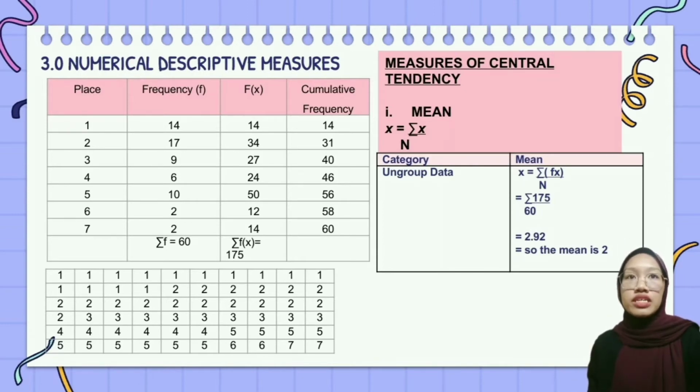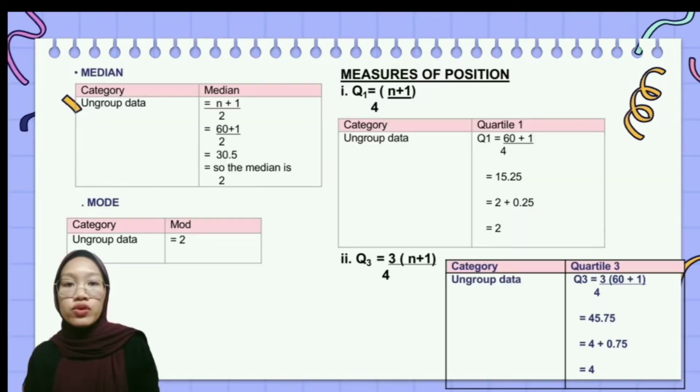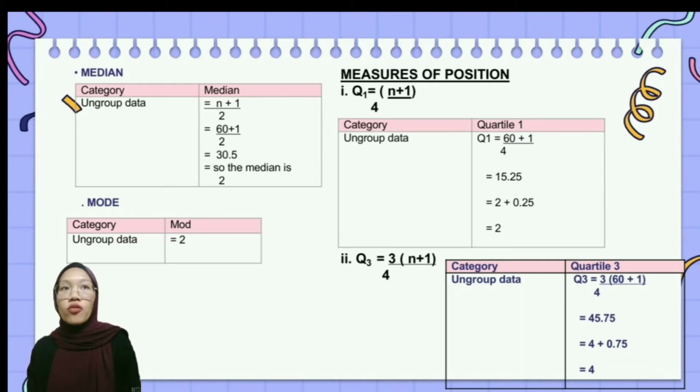Here, we can see the measures of place as ungrouped data. Firstly, we can see the mean is 2. Next, we can see the median and mode are also 2 for this ungrouped data. Next is the measure of position for place. Firstly, quartile 1 is 2 and quartile 3 is 4.